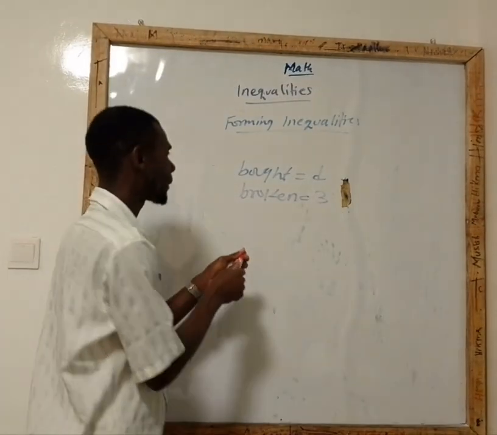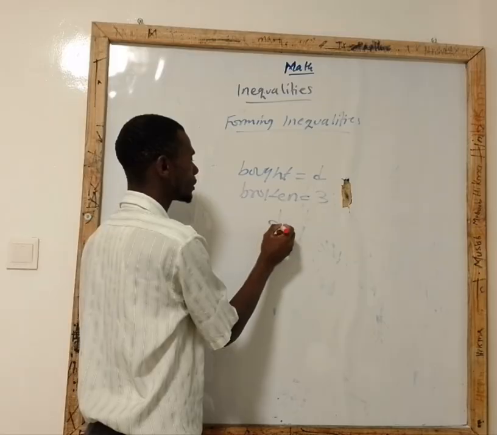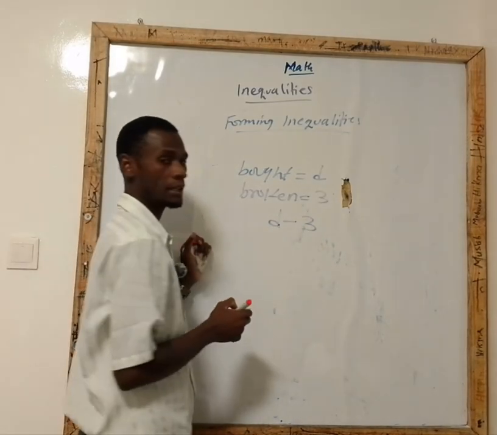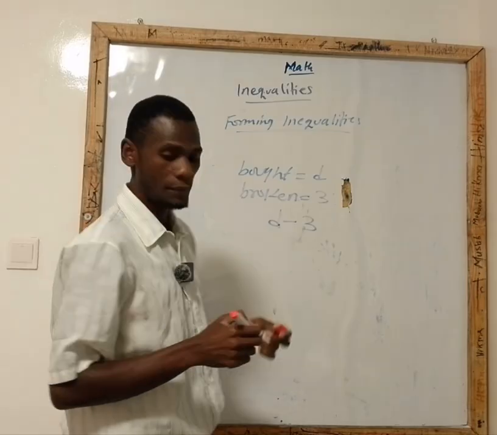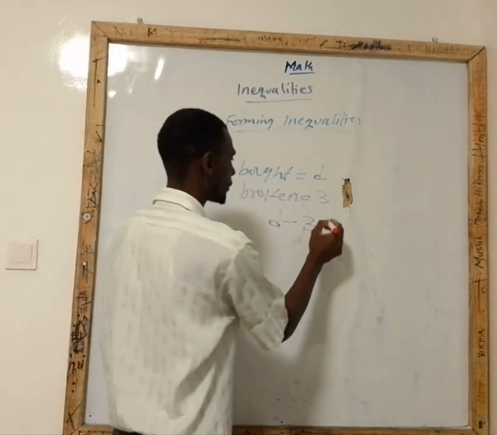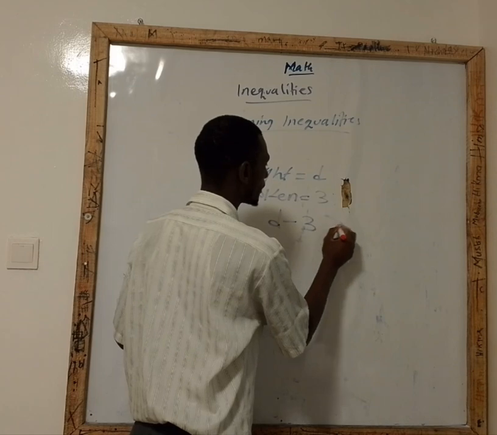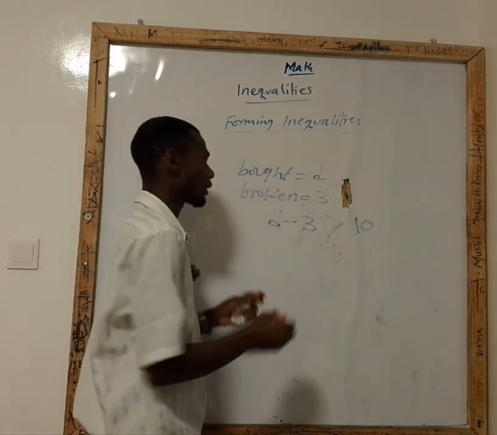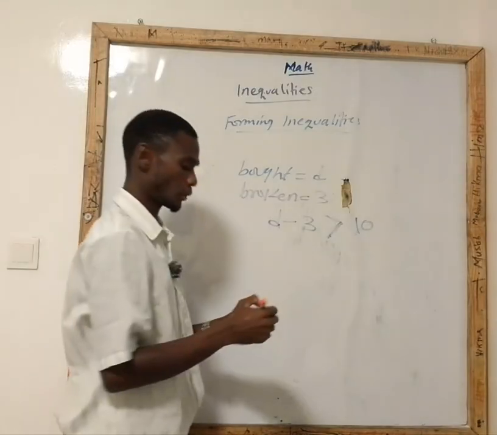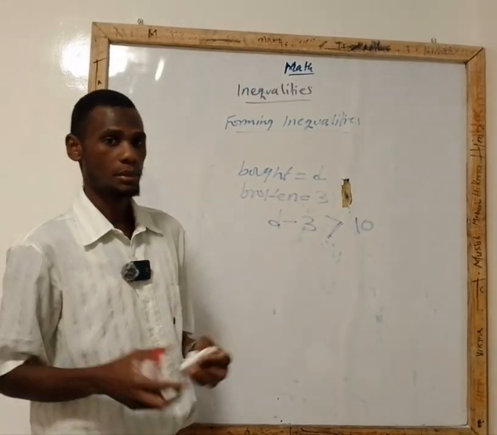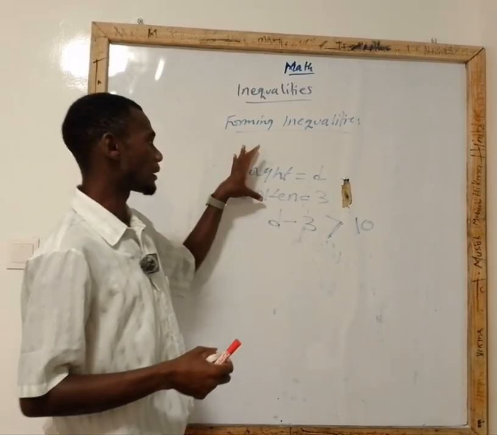So we will say the total number of eggs bought, D, minus the eggs that got broken. The remaining, he was left with more than 10 eggs. What is remaining is greater than 10. So we use the symbol greater than. So I told you this one comprises both addition and subtraction. So you look at that.